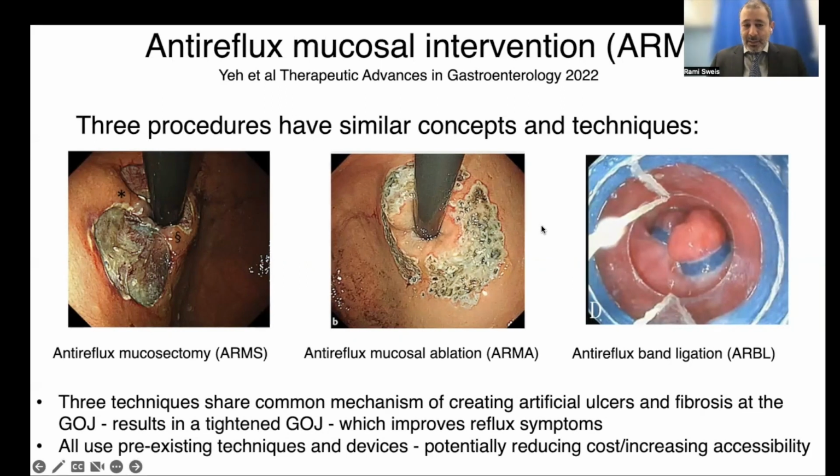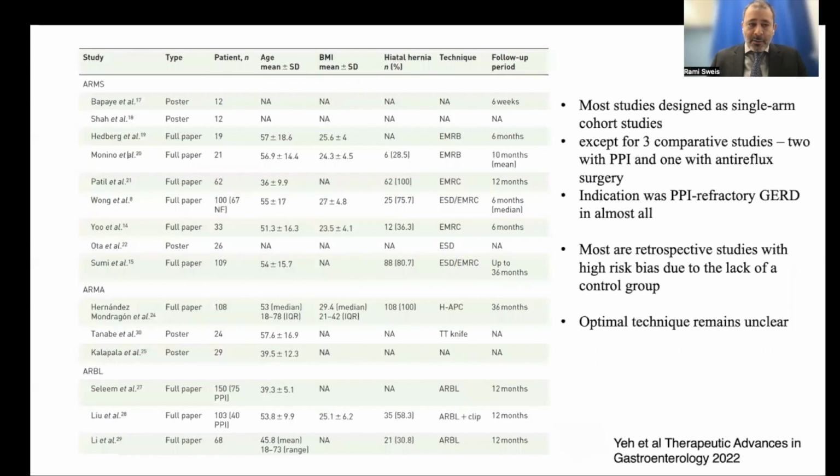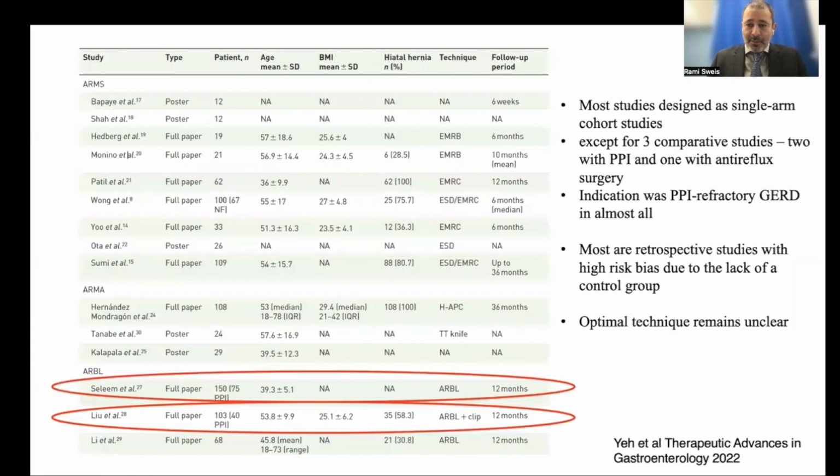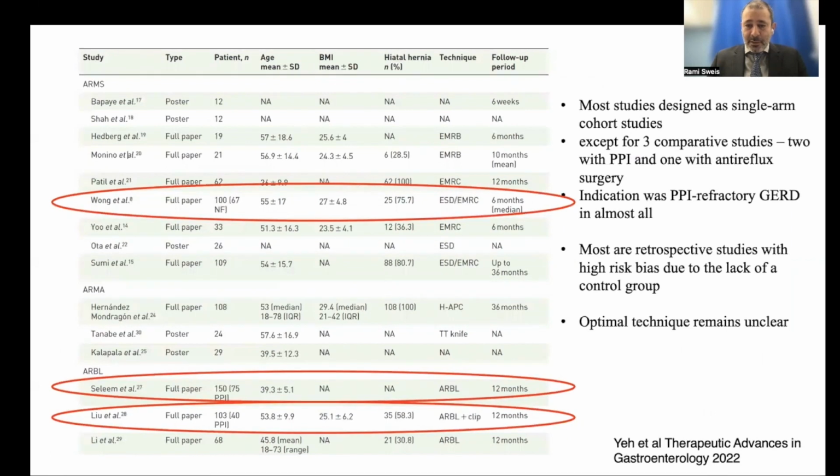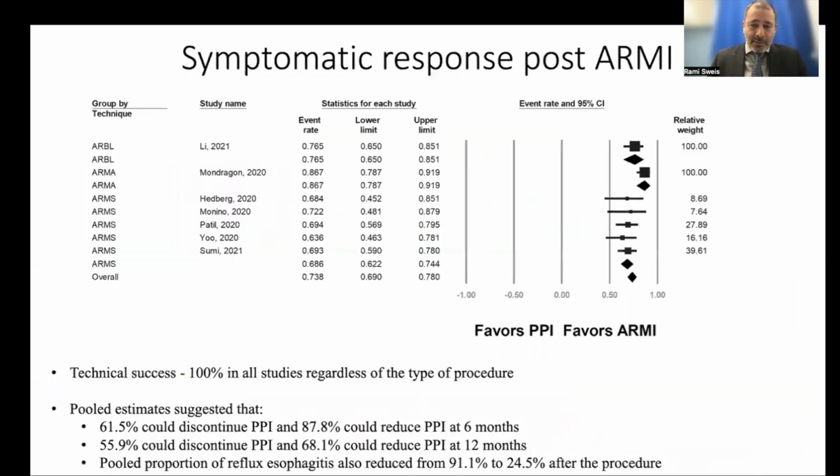This then leads to healing, and the theory is that the healing causes the lower esophageal sphincter and the cardia to contract and reduce the amount of reflux. All of them use pre-existing techniques and devices, so it should be cost-saving. There are lots of studies that have been published. Most are cohort studies. There are 3 comparative studies, 2 with PPIs and 1 with anti-reflux surgery. No randomized controlled trials. Most are retrospective. The optimal technique remains unclear.